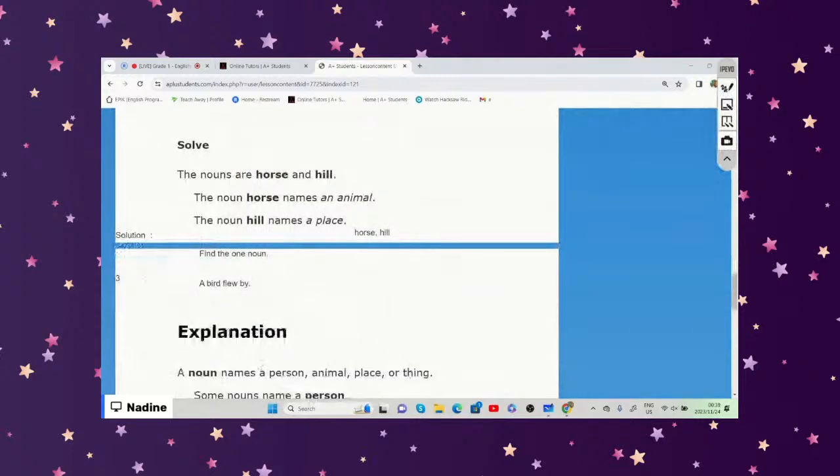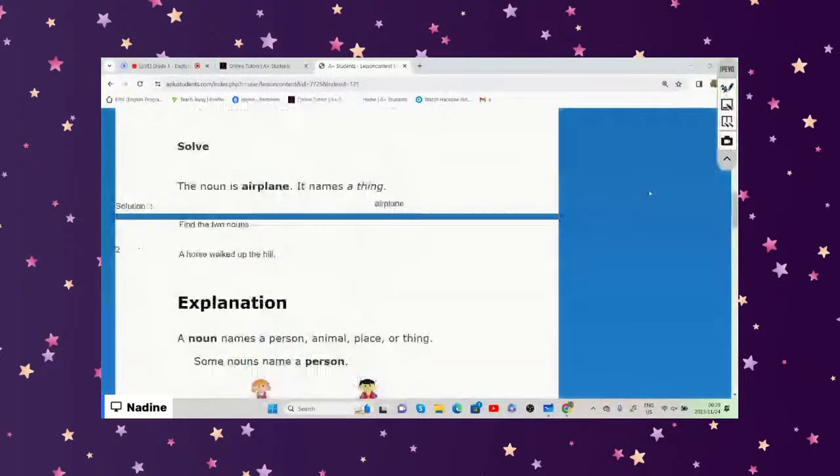The bird flew by. What is the noun within that sentence? The bird flew by. The noun within that sentence. And if we identify the noun, then we can say a bird. It flew by, but a bird. So now we're going on to our test.